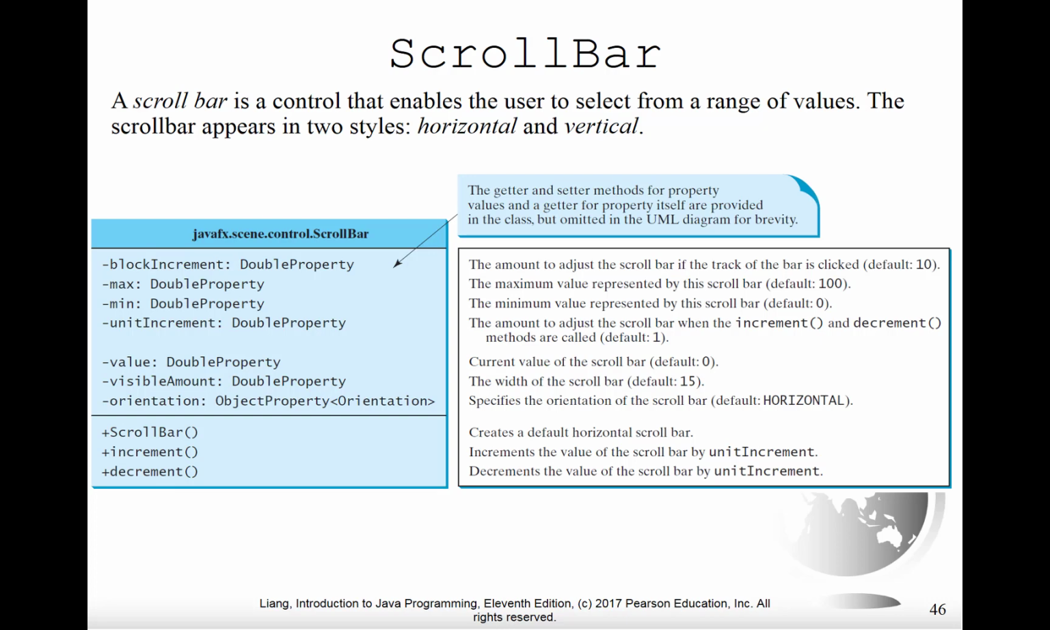The next UI control we're going to look at is the scroll bar. Here you see the UML diagram for it. We're going to see a picture on the next slide that might be easier to explain some of the functions that exist here. So we'll go there now and you can study this UML diagram in your study time.